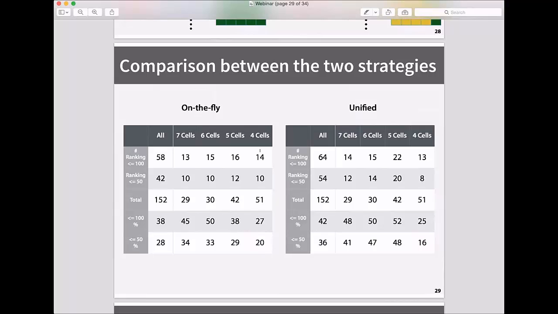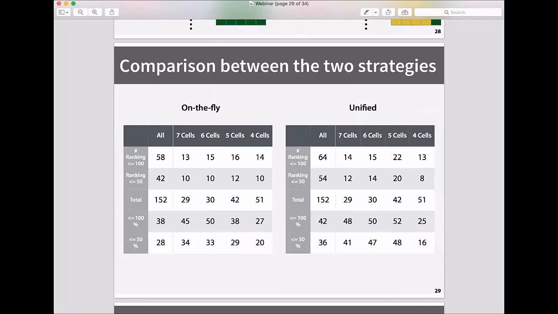The second one turns out to work better than the first one, in that it's able to pick out 64 out of 152 drugs, and that's 42%. And if we only look at 5 or more cell lines, it's basically 50%. So we're able to pick up 50% of the drugs if we only look at 5 cell lines or more.